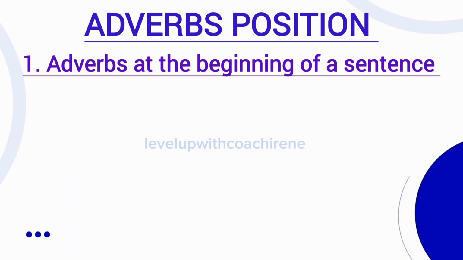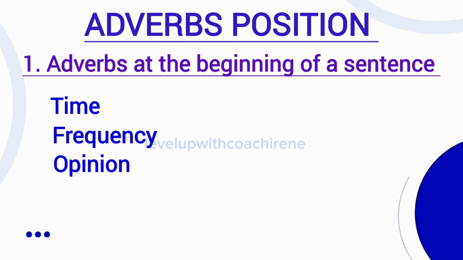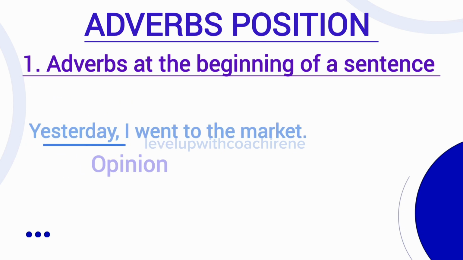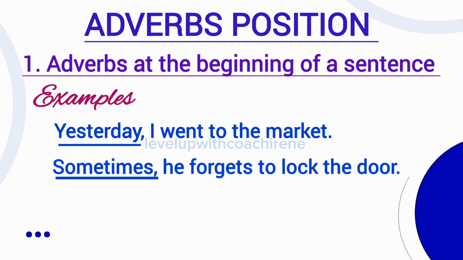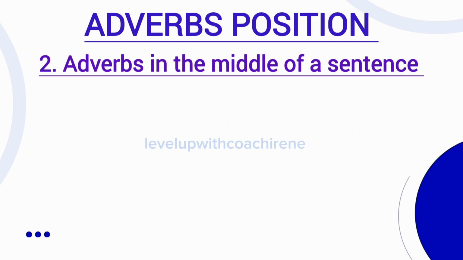Number one, adverbs at the beginning of a sentence. When adverbs are placed at the beginning of a sentence, they often serve specific purposes, such as emphasizing time, frequency, opinion, or connecting ideas between sentences. Examples: yesterday, I went to the market. Sometimes he forgets to lock the door. By placing adverbs at the beginning, you can highlight certain aspects of a sentence and guide the reader or listener's focus.